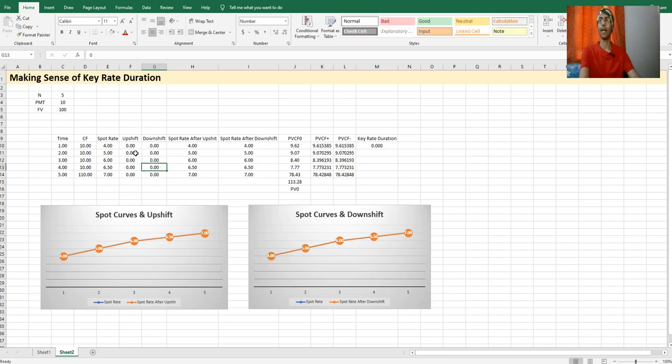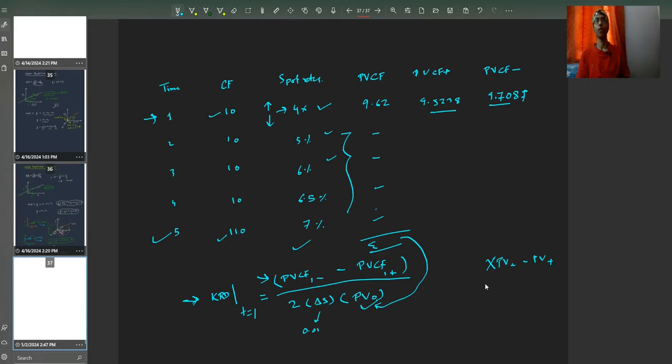Let us put this one back and shift this one. Now let us see what the key rate duration is coming to. So for t is equal to 2, the key rate duration is coming at 0.153. How do we measure it? Again, we have used the same formula, only for a different timeline.